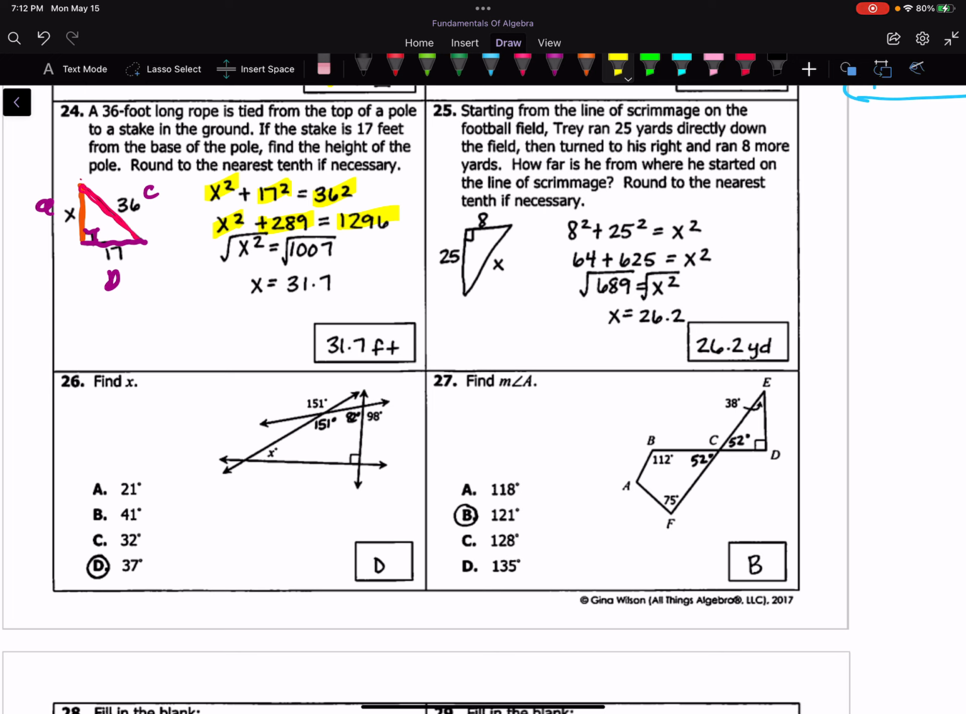We subtract 289 from both sides. We get 1007. We take the square root of both of those, and we get 31.7. Notice that it says round to the nearest tenth, and we did.